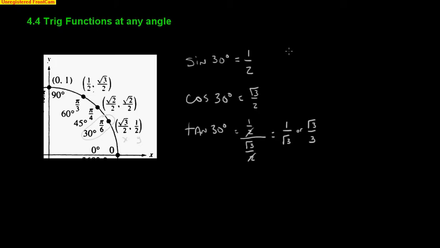We know that sine will always go with the y value, cosine will always go with the x value, and tangent will always be the ratio of y divided by x. And the other 3 trig functions: cosecant will be the reciprocal of the y value, secant will be the reciprocal of the x value, and cotangent will be the reciprocal of tangent, which is then x over y.